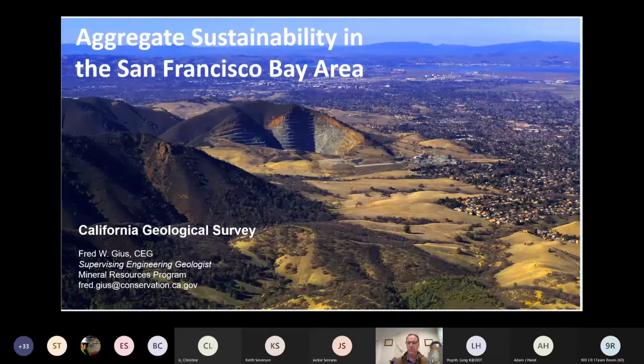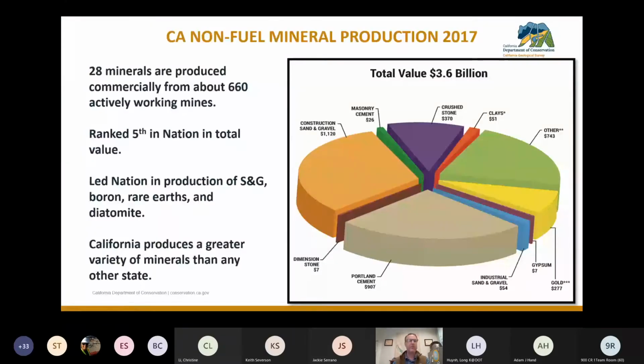Bear with me, my advancing is not working. There we go. Thanks. Okay, so this is a report we put out in 2019. We do it annually. It's our non-fuel mineral production report. And this one here is based on 2017 data.